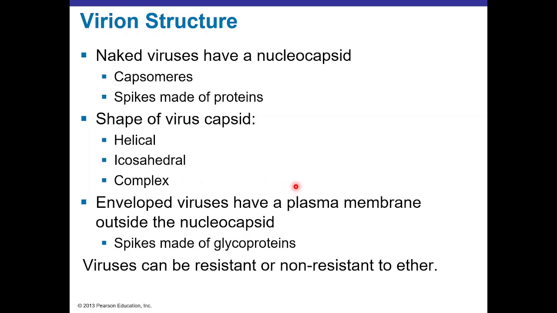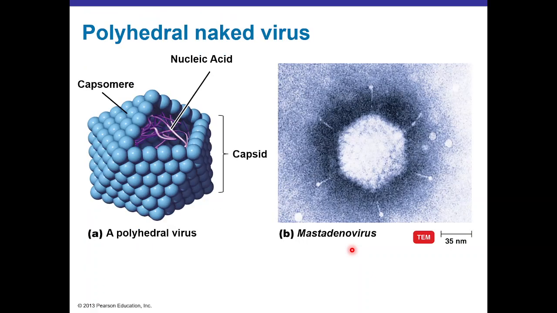Now, viruses that we consider enveloped, in addition to having this nucleocapsid, will have a plasma membrane that surrounds the nucleocapsid, or more properly said, is outside of the nucleocapsid. And within this envelope, the viruses have spikes made out of glycoproteins. The viruses can be classified as resistant or non-resistant to ether, depending on whether they can be destroyed by it. This is a chemical classification of viruses in general.